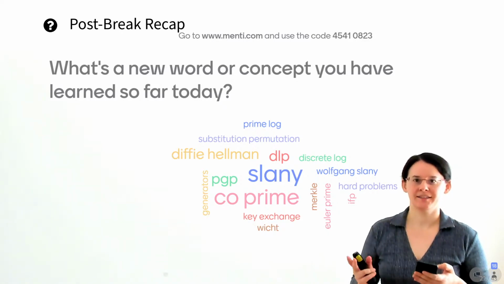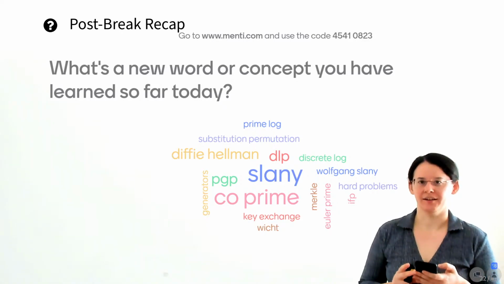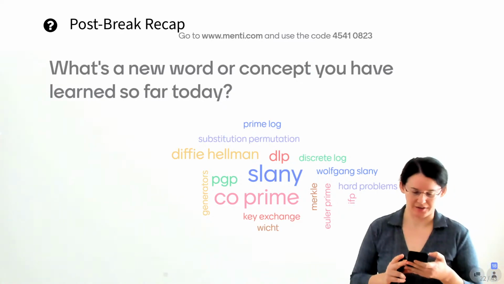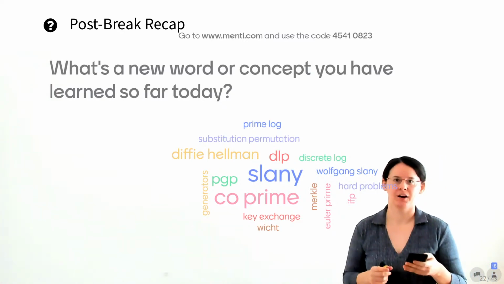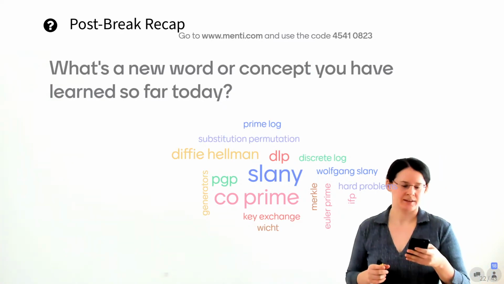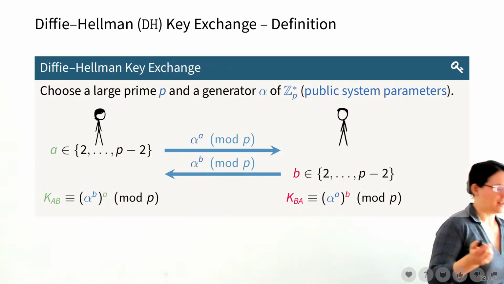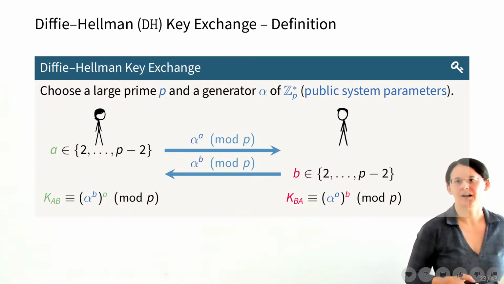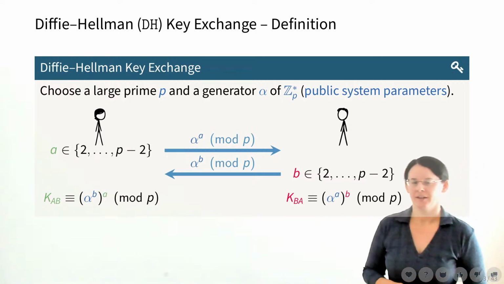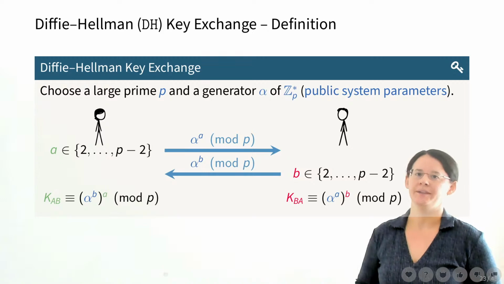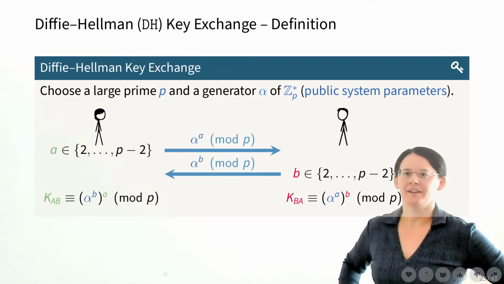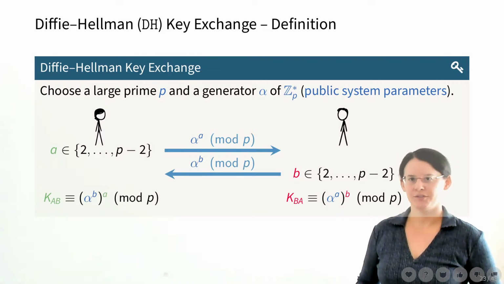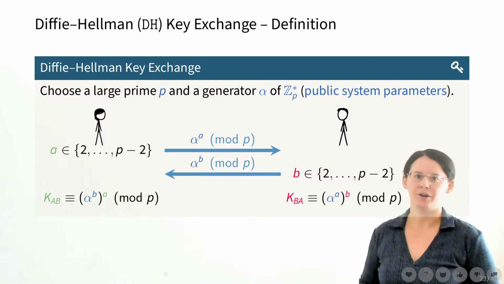And let's have a look at the first actual scheme that uses all the math that we've looked at before the break. So this scheme is called the Diffie-Hellman key exchange. We already know that, but how does it work and what does it need? So the first important thing to know is that for the whole thing to work, you actually need some public system parameters. So these are some parameters you agree on beforehand.